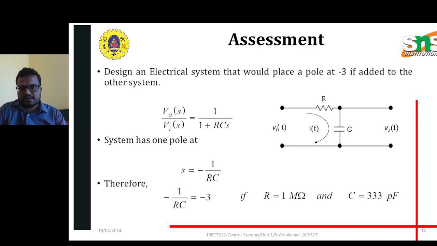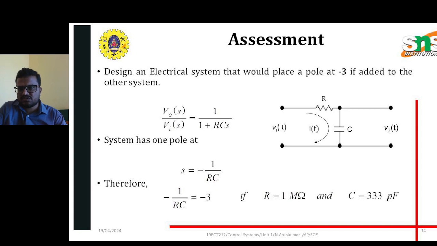Design an electrical system that would place a pole at minus 3 if added to the other system. The same equations, the same formula, the same problem we have discussed earlier. The only thing is, we place a pole in the corresponding equivalent circuit. So the output voltage by input voltage is already calculated as 1 by 1 plus RCs. The only change is the system has one pole. So we can include the pole equation as s equal to minus 1 by RC.